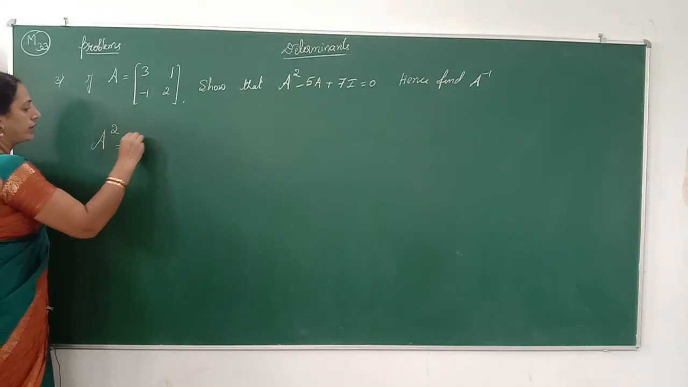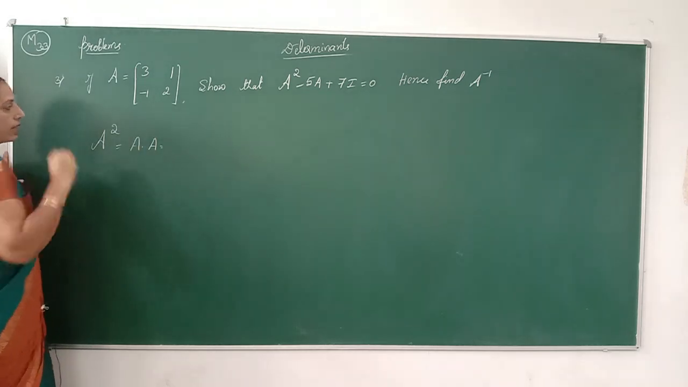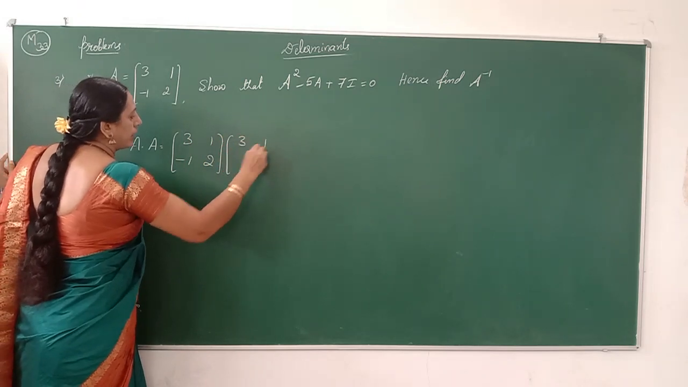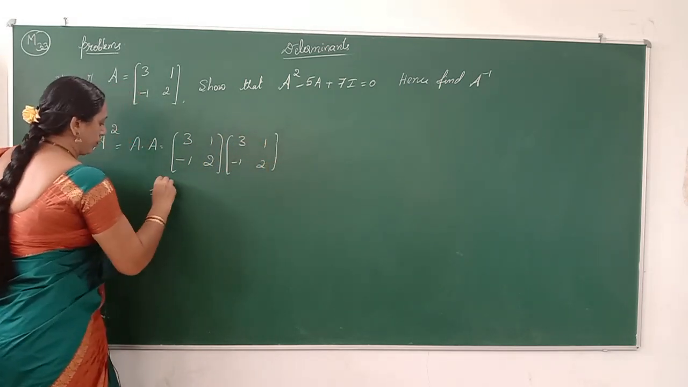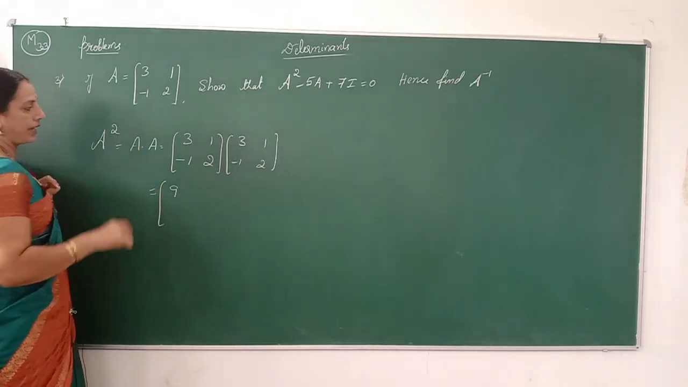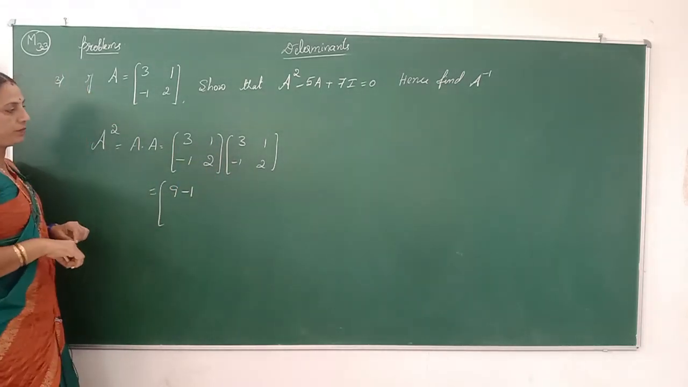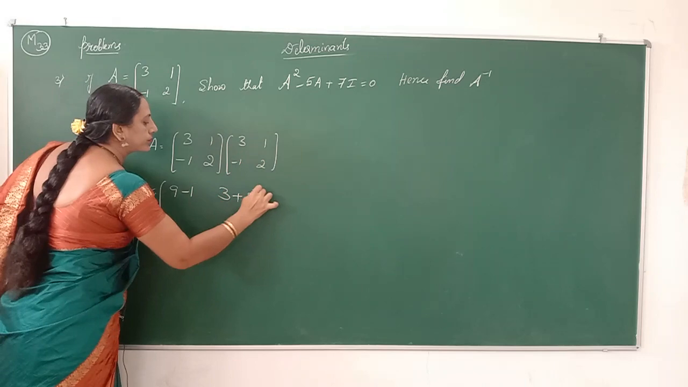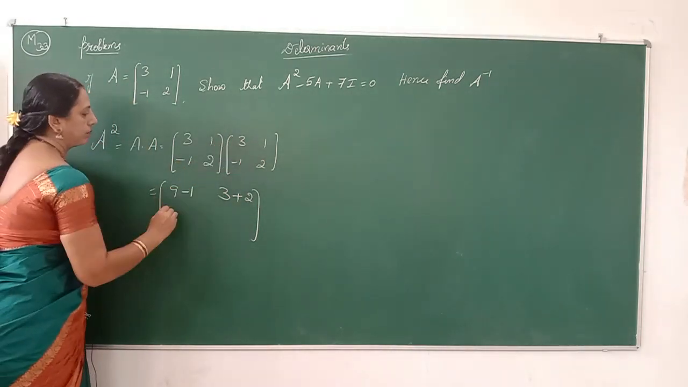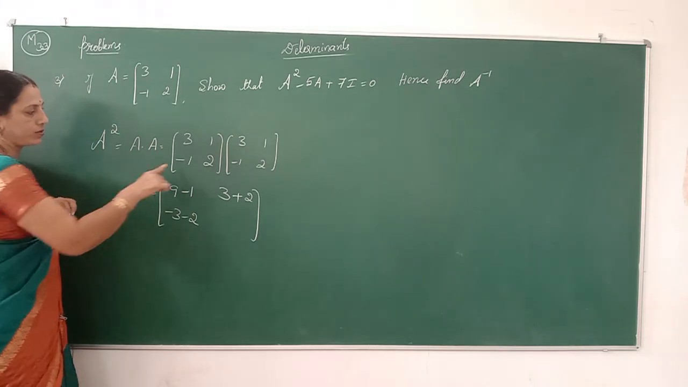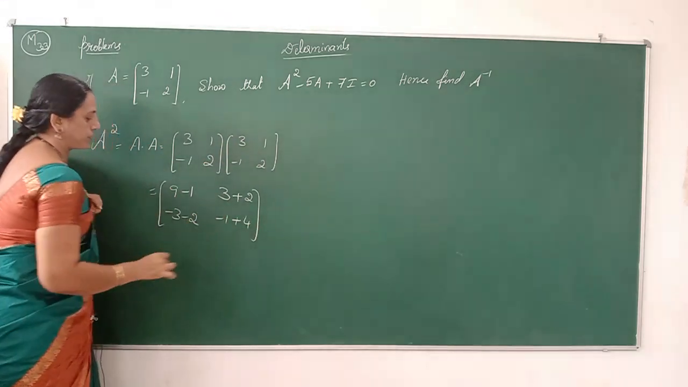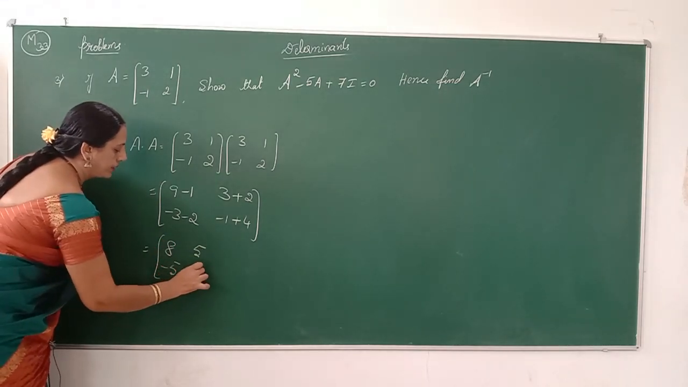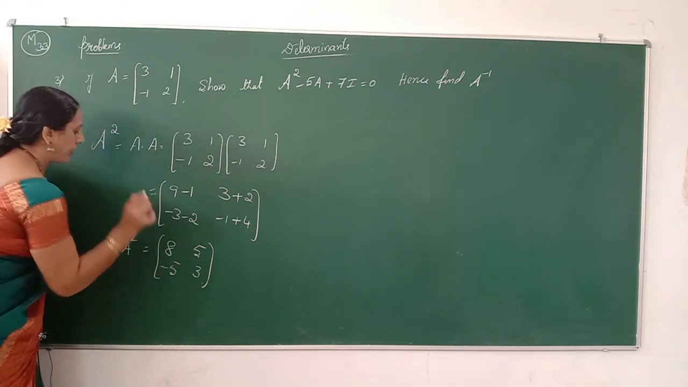Consider A square, where A square is nothing but A into A. Elements of A, 3, 1, minus 1, 2 into 3, 1, minus 1, 2. So first row, first column, 3 into 3 is 9, plus 1 into minus 1. Again first row, second column, 3 plus 2. Now second row, first column, minus 3, minus 2. Second row, second column, minus 1 plus 4. These are 8, 5, minus 5, 3. That is the element of A square.